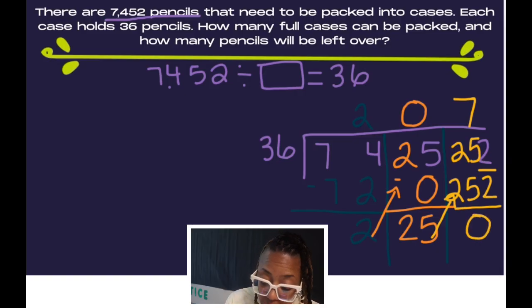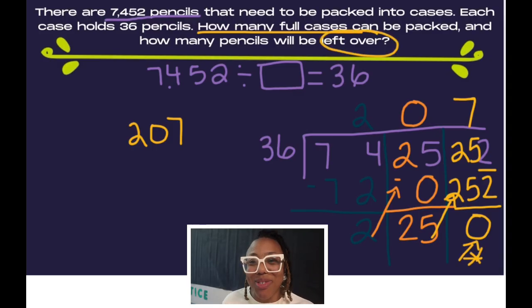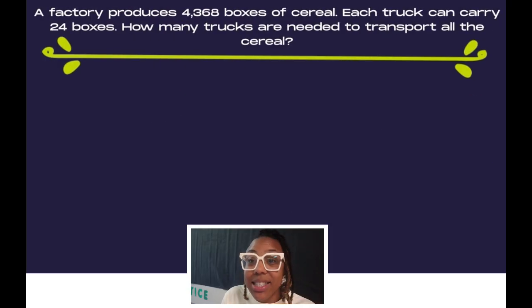So when I get back to my question, how many full cases? I have 207 full cases. And my second question says, and how many pencils will be left over? We have none left over. So we are done solving this problem. Look at our next example.